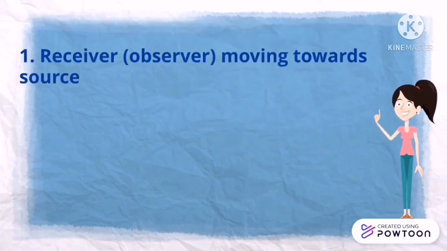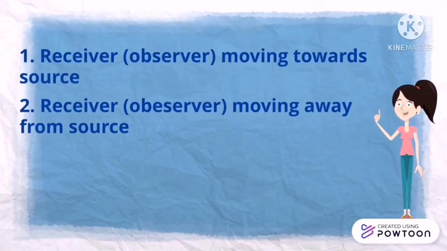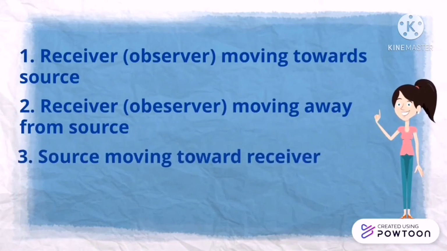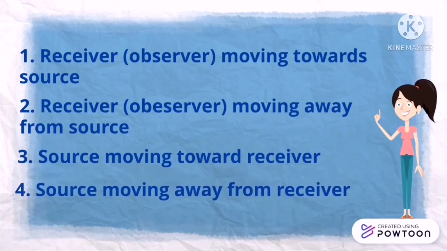Number 1 is receiver moving towards source. Number 2 is receiver moving away from source. Number 3 is source moving towards receiver. Number 4 is source moving away from the receiver.